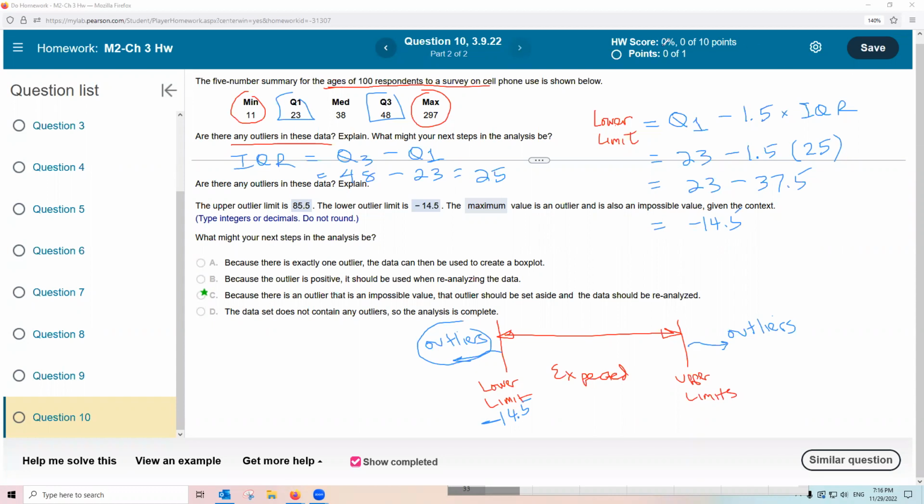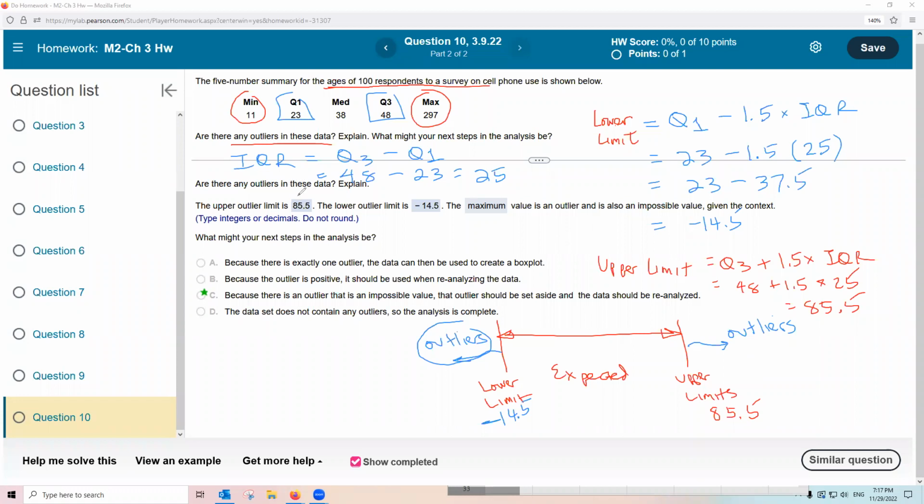Let me do the upper limit for outliers now. Well, the upper limit is Q3 plus 1.5 times the IQR. All right, our Q3 number is 48 plus 1.5 times 25. I'm going to work this out on my calculator. And I'm coming up with 85.5. So this upper limit is 85.5. If I have a data value above 85.5, I'm going to flag it as an outlier.